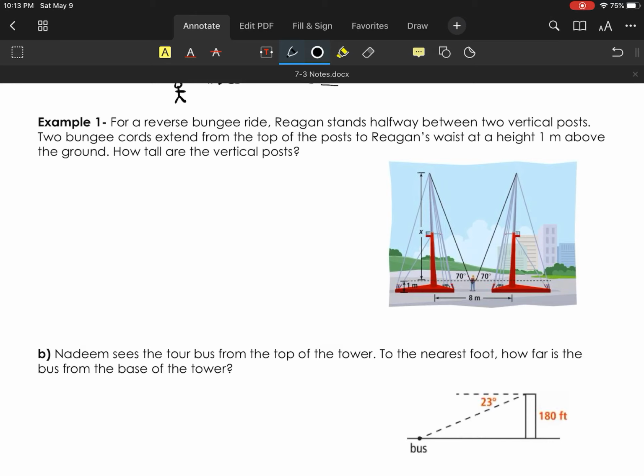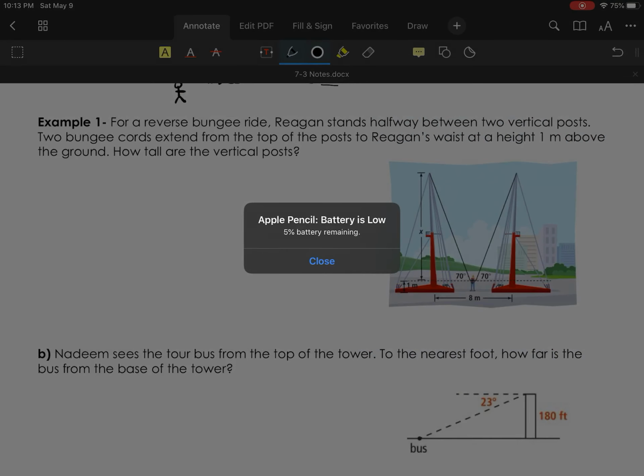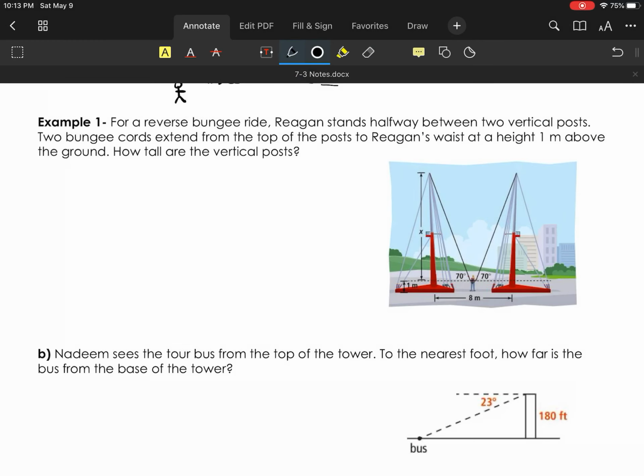So for some problems, on example 1, it says, for a reverse bungee ride, Reagan stands halfway between two vertical posts. Two bungee cords extend from the top of the post to Reagan's waist at a height of 1 meter above the ground. Scary! How tall are the vertical posts? So here she is, and she's halfway between them. And we know, because of how these problems work, that I'm probably going to form some right triangle. We're trying to figure out how tall that post is.